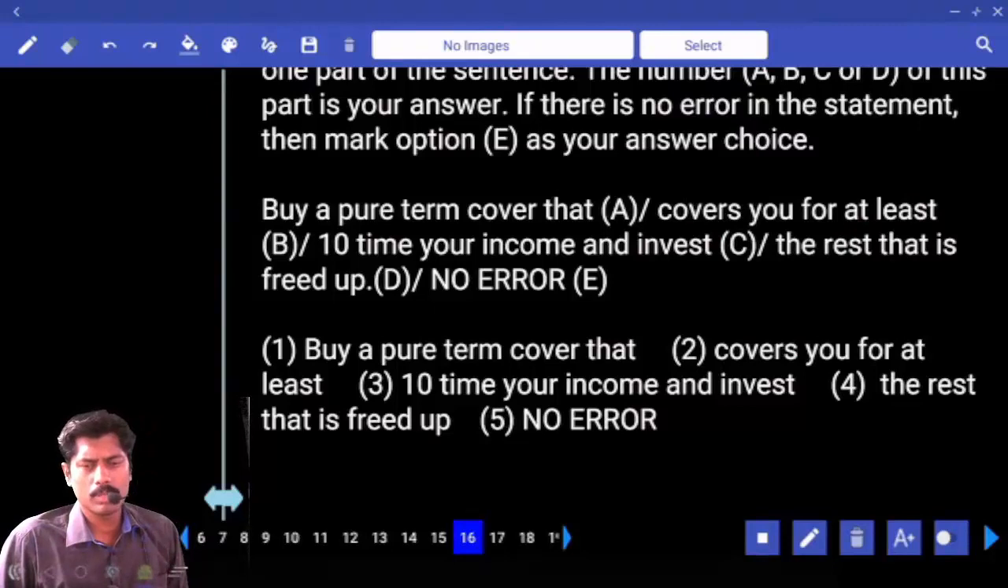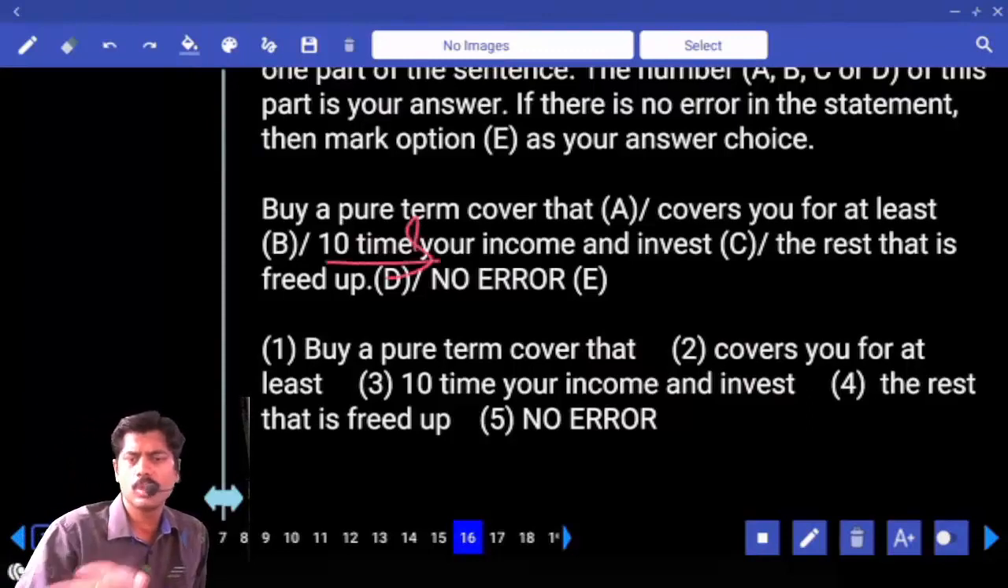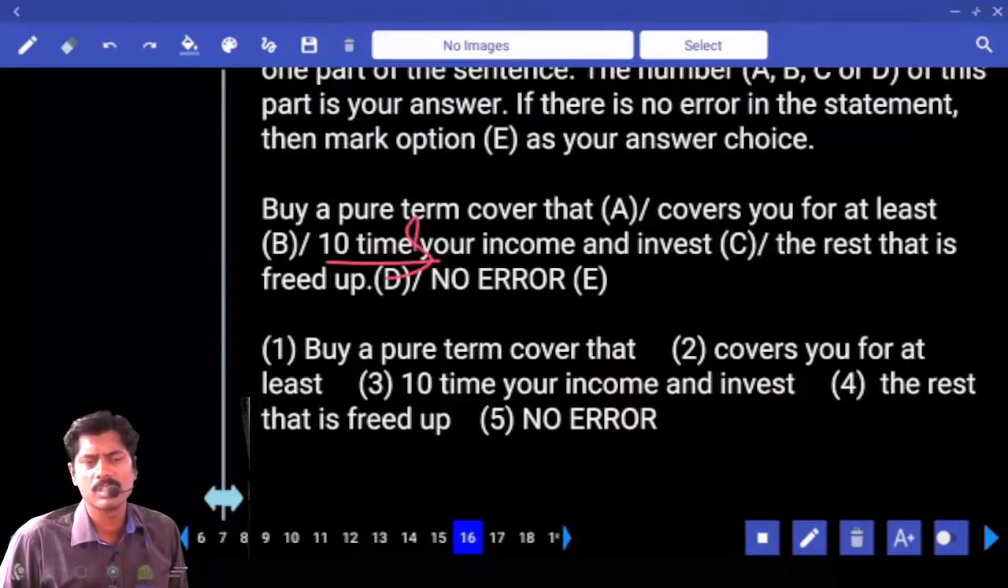Buy a pure term cover that covers you for at least 10 times your income and invest the rest that is freed up. 10 times.